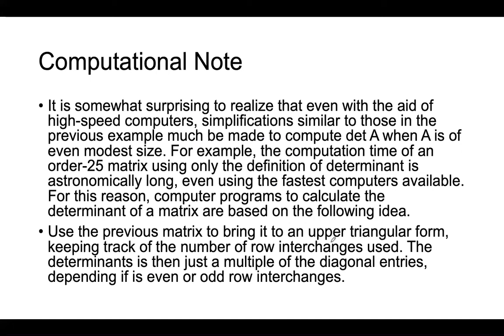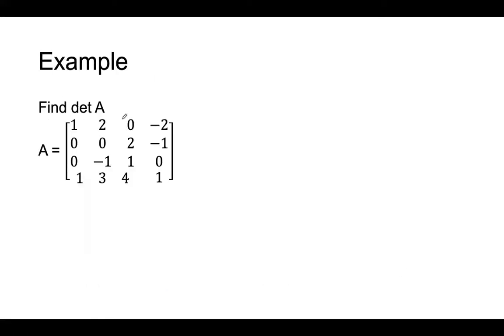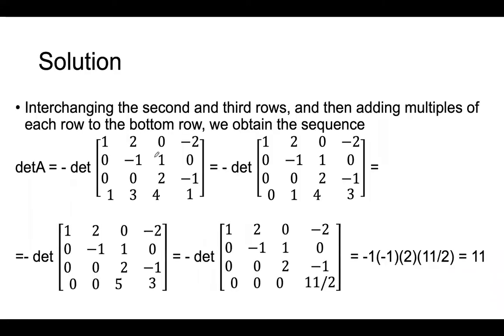So sometimes it's easier just to bring this to an upper triangular form, keep track of the row interchanges used, and the determinant is just then going to be the multiple of those diagonal entries. And so it's sometimes easier in terms of actual computations to keep track of the interchanges and then just multiply those diagonals. So let's find the determinant of this matrix.